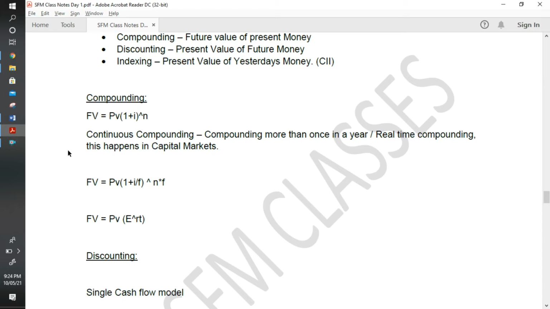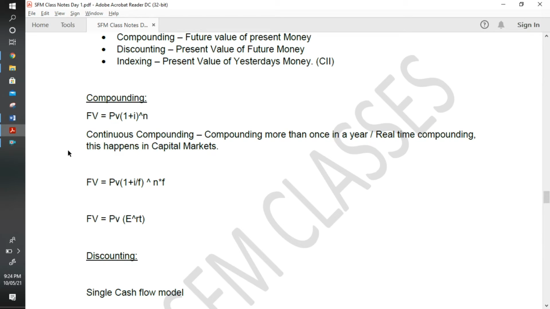Now we'll go into discounting. So what is discounting and when do we have to use discounting? Discounting is calculated to find out the present value of future money, and it is more or less opposite to compounding. Correct. And there are a few formulas I have not discussed. I'll tell you on the go.